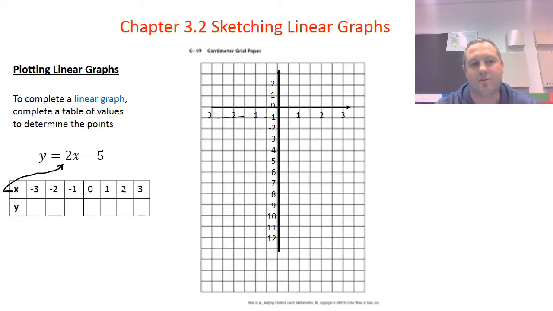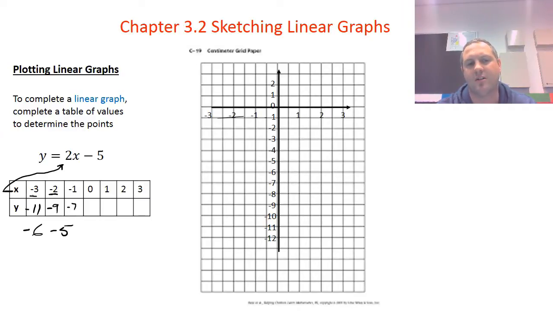So, for example, 2 times x, so 2 times -3 equals -6, so we're going to write that, and we're just going to take away 5 from there. Alright, so here we're going to have -11. Okay, next one, 2 times -2 equals -4, take away 5 equals -9, and so forth. So 2 times -1 is -2, take away 5 equals -7.